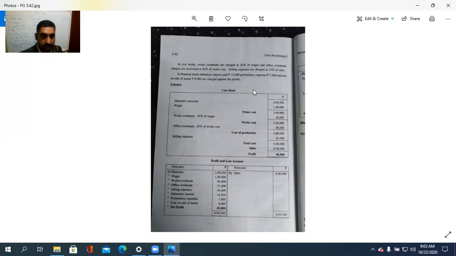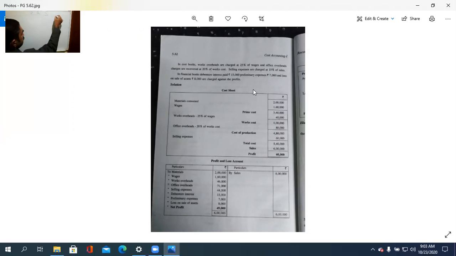So this is what has to be remembered. Clear? So based on this information, keep it in mind, 49,000 we need to reach if we are taking the profit as per cost books, 60,000. So we will do it that way. Profit as per cost books, that is, this is the profit reconciliation statement.